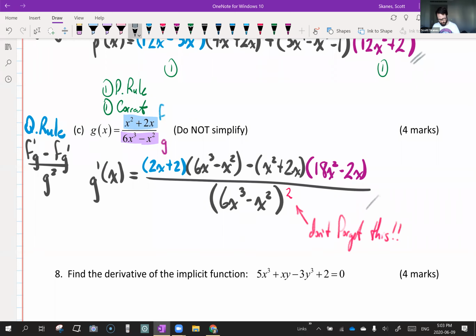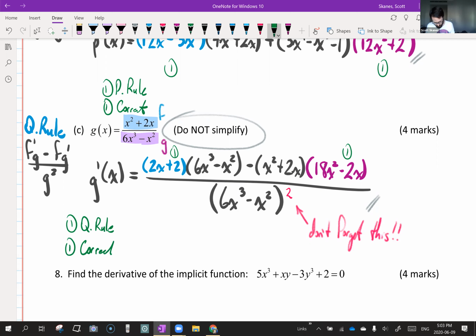That's our final answer. Once again, it says don't simplify, so don't waste your time. There's no reason to simplify. And the marking process is similar. First derivative, second derivative, 1 mark for using the quotient rule properly, and 1 mark for making no mistakes.